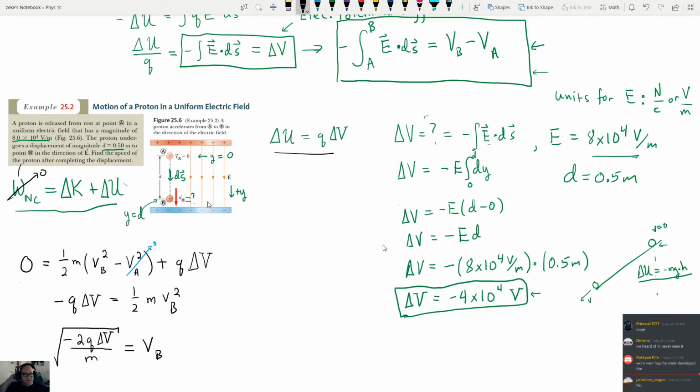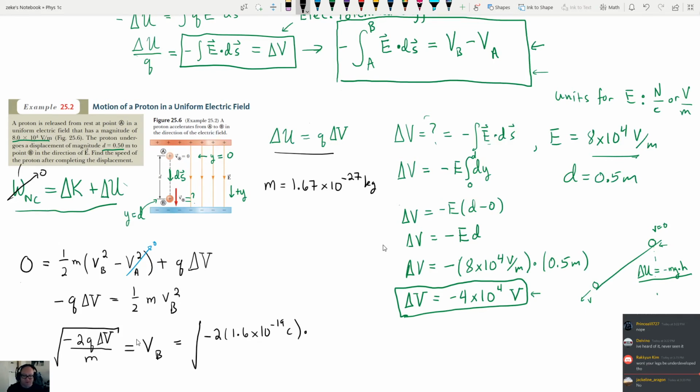We will also, of course, need to have the mass of the proton, which I'll write right here. The mass of the proton is about 1.67 times 10 to the negative 27 kilograms. So if we plug that into here, what we're going to get is -2. So Q is the electron charge, or the proton charge. They have the same charge, 1.6 times 10 to the -19 coulomb. We multiply by delta V.